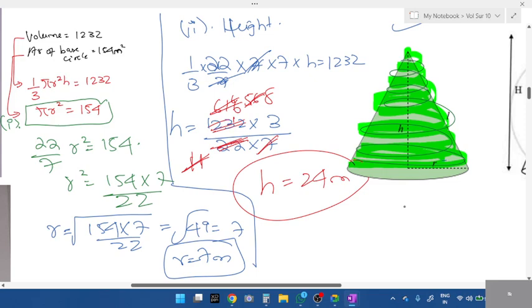Curved surface area or total surface area? All of you respond. This is just the curved surface area. Very good, curved surface area. So first we need to find curved surface area.